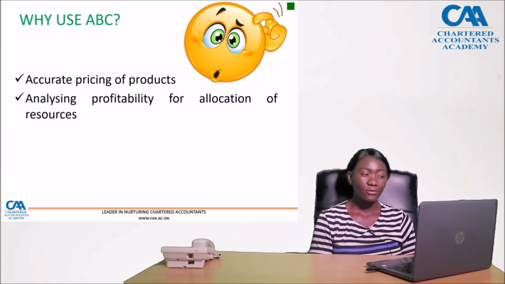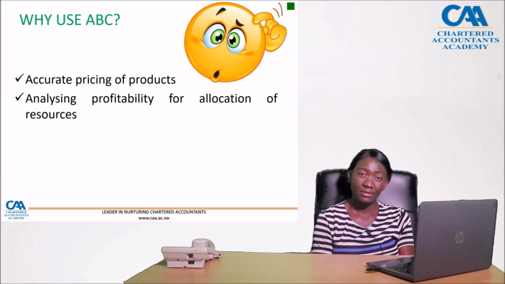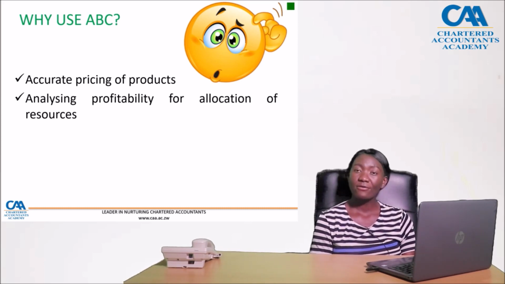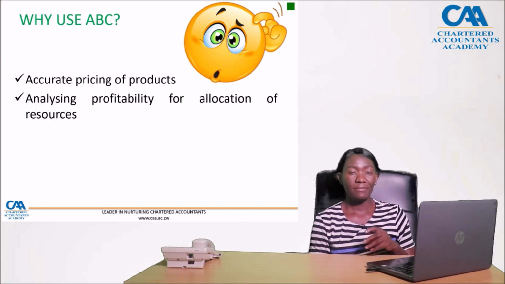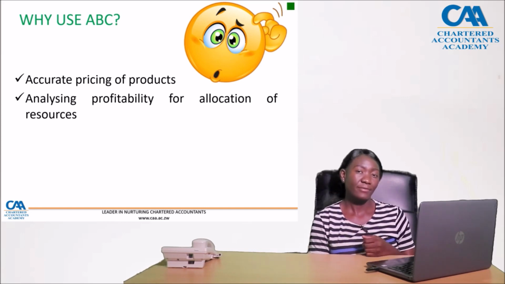If I allocate or price accurately, I can analyze profitability for allocation of resources. Since I have priced my product, I can calculate my profit. So it's my sales less my total production cost, and I get my profit. If I offer different products, for example product X, product Y, and product Z, I can establish the profits for each of those products.